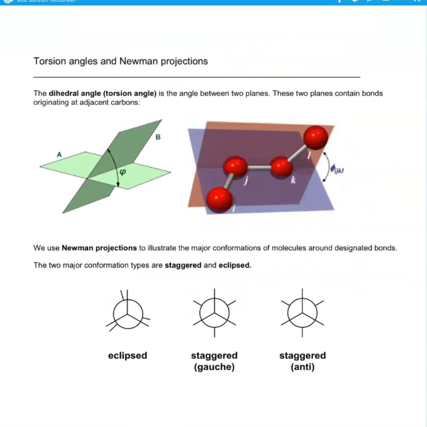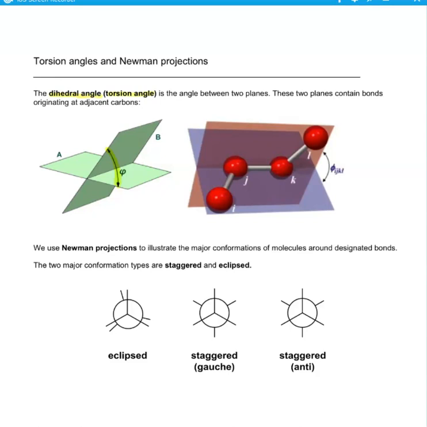Let's talk about something called torsion angles and Newman projections. So up at the top of this page, you've got a couple of pictures that look extremely geometrical and complicated, but they're really not that bad. So what we're calling the torsion angle, and also in chemistry it's referred to as the dihedral angle, those terms mean the same thing here. The torsion angle is an angle between two planes. So that's shown in this picture on the left. And so you have two planes, and then I've just highlighted the angle between them, sort of.